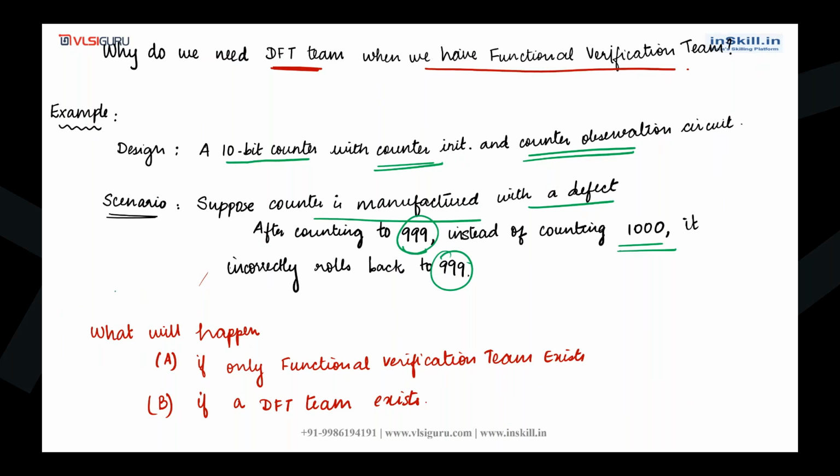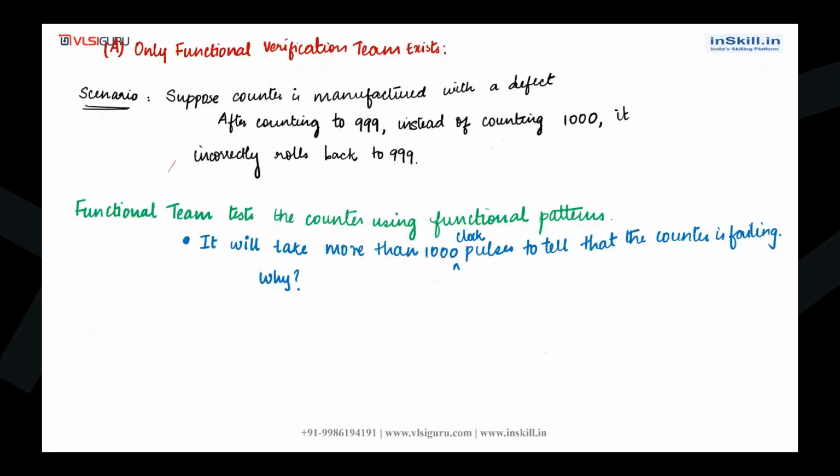Now we'll try to understand what will happen if only a functional verification team exists, and what will happen if a DFT team exists. In the first case, only the functional verification team exists. The scenario is a 10-bit counter with a counter initialization and a counter observation circuit. Suppose the counter is manufactured with a defect, so after counting 999, instead of counting 1000, it incorrectly rolls back to 999.